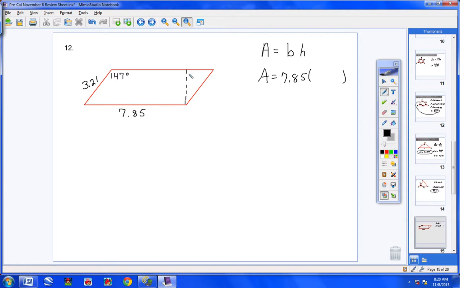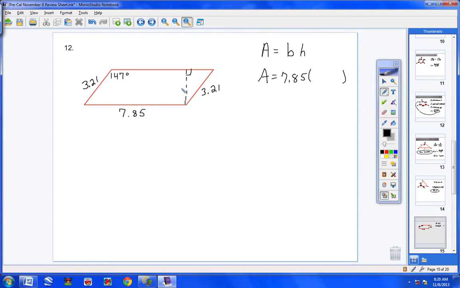Okay? That's the height. And that's what we have to find, is that dotted line. Well, when I draw that dotted line, notice I have a nice little right triangle over here. Okay? And if this side right here is 3.21, then that means this side over here is also 3.21 in a parallelogram. Now again, if you've not had geometry, you might not know that, but now you do, okay?